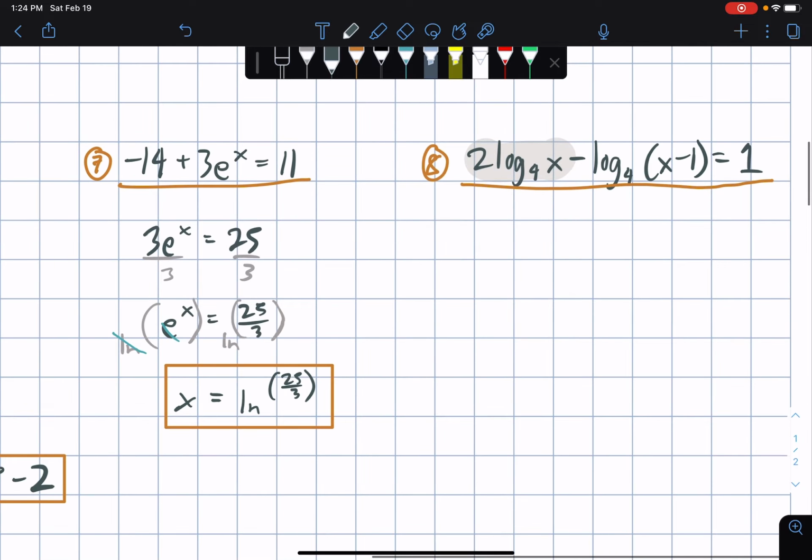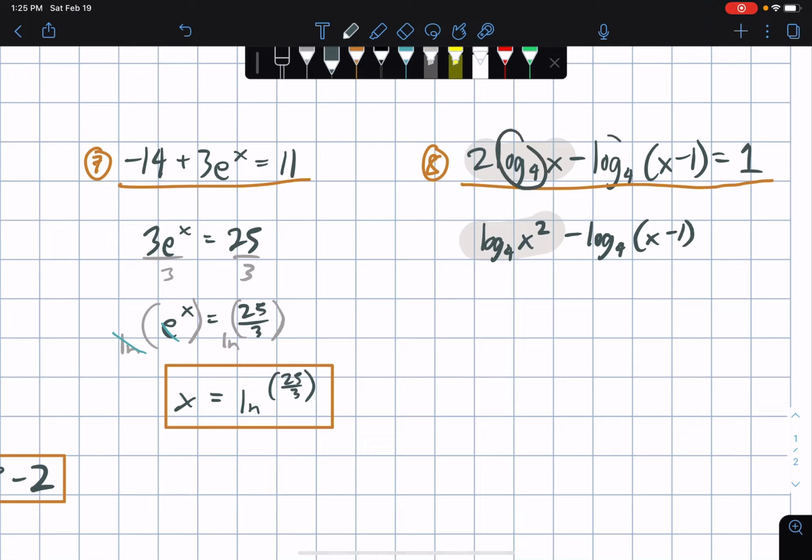For number 8, you have to take note of one integral technique. 2 log sub 4 of x, you can rewrite that as log sub 4 of x raised to 2. Basically, the number 2 before writing log can be transferred as an exponent of x. That is to avoid confusion, because sooner you'll be combining logs of 4.